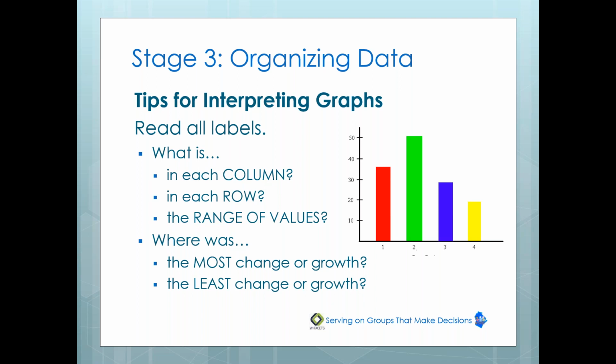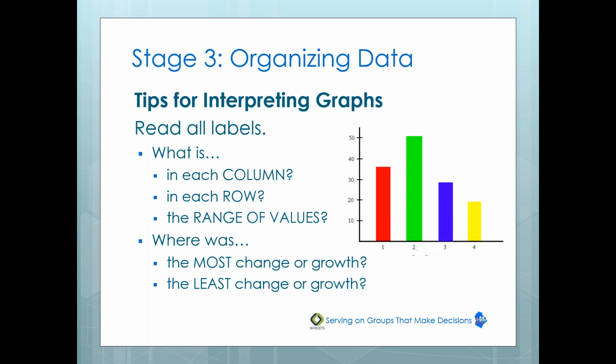Reading a graph may be something that a lot of you already feel comfortable doing, or something that some of you haven't done a lot of in the past. So just remember to read all of the labels on the graph. Ask yourself, what is in each column, those colored things that go up and down? What is in each row, which would go the sideways things? What is the range of values, like which ones are the high ones and which ones are the low ones? Does the data have a direct or indirect relationship?